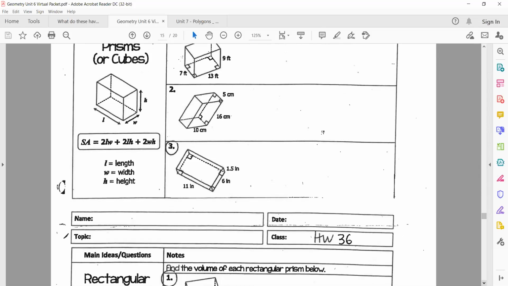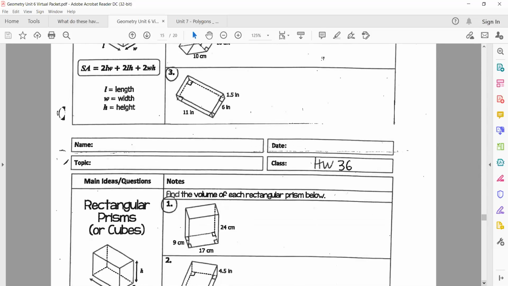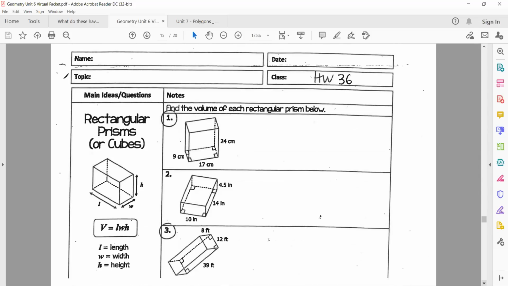This volume calculation is used all the time in manufacturing. Go look at your cereal box again. Look at the volume, how much is put into that. Sometimes it's by weight. Sometimes it's just by sheer volume, how much can go into it.